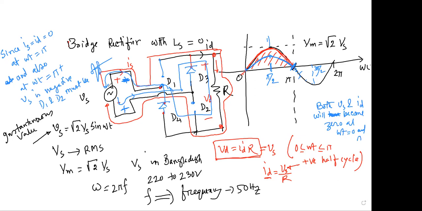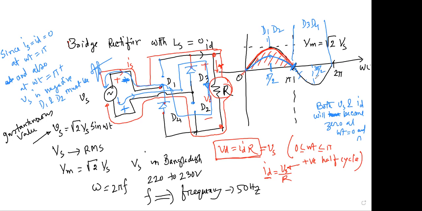So during the positive half cycle, D1 and D2 will be conducting, and during the negative half cycle, D3 and D4 will be conducting. And the current, look here, in the resistance or in the load, will have the same direction for the positive half cycle and negative half cycle. Am I correct or not? Look here. This is the direction of the current for the negative half cycle, and this is the current direction in the positive half cycle. So current will have the same direction in the resistance for positive and negative.